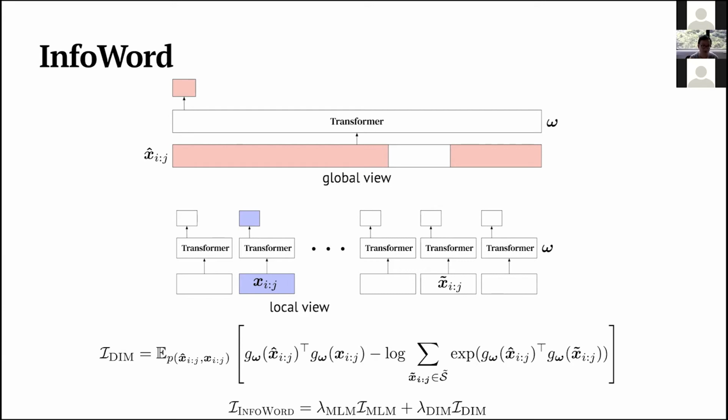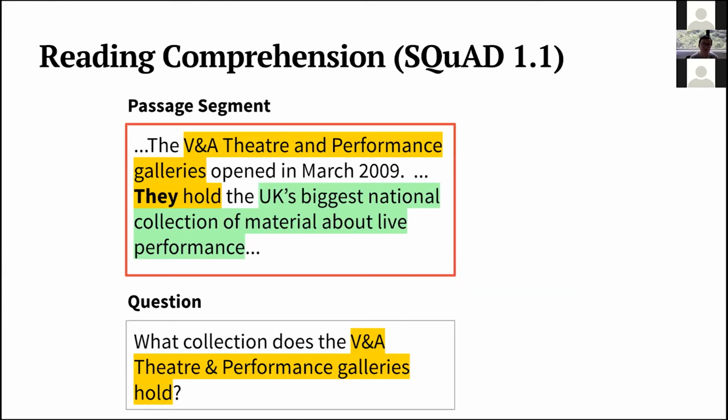So in the end, we call this loss InfoWord, where we have this masked language model and work with our new loss, which we call DIM. So we have something targeting the small word representations. We also have something targeting the phrase level representations. So we tried that on different tasks.